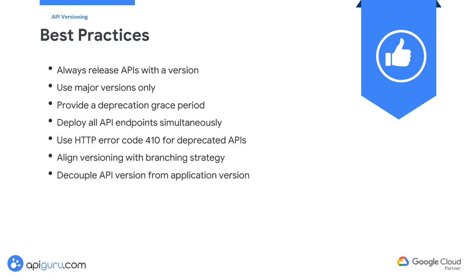For deprecated APIs, return a consistent 410 Gone error for calls, applying this response uniformly across all old versions. Additionally, ensure that your versioning strategy aligns with your branching strategy for smoother development. It's essential to avoid tightly coupling API versions with your application or backend service versions, as changes in backend logic should not impact the API.